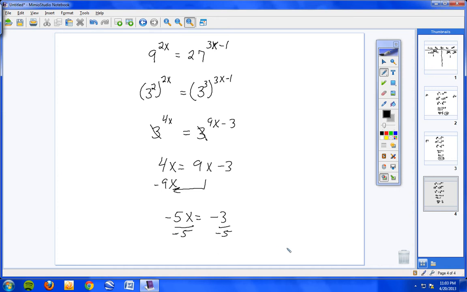And we are left with x equals, well, a negative divided by a negative is a positive. And you're welcome to put 0.6 if you want a decimal answer, or you can leave it 3/5. That's totally up to you.